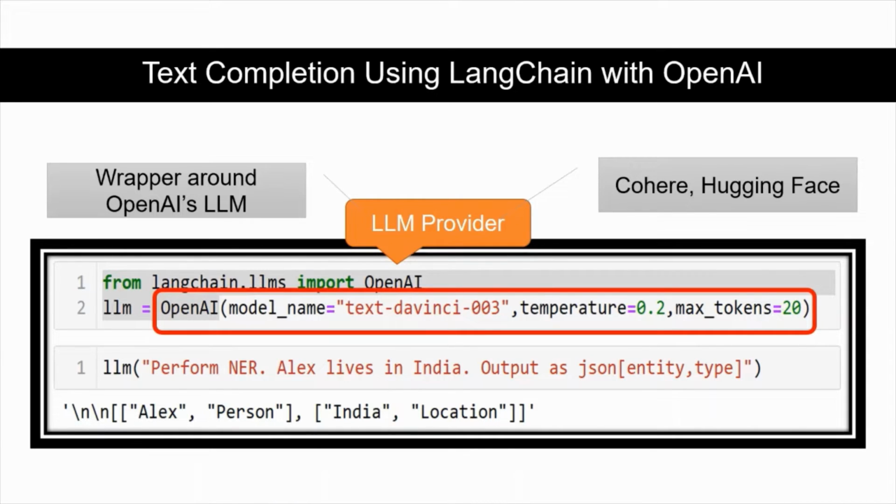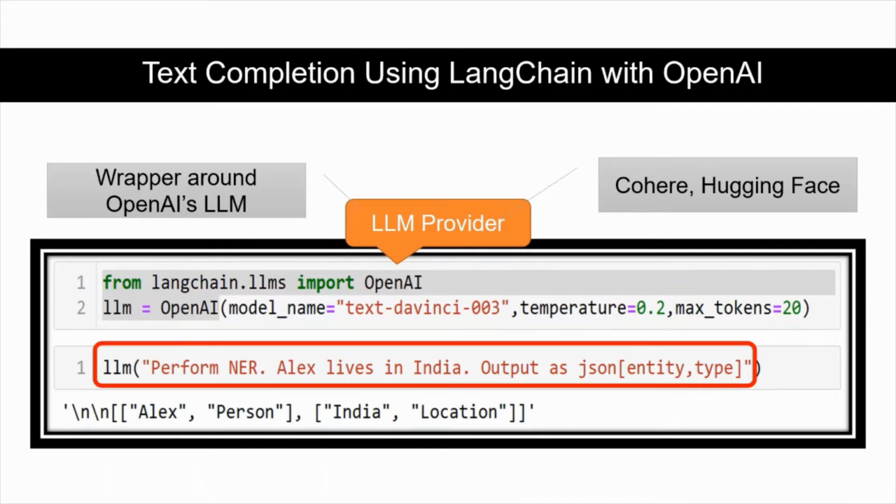This line creates an instance of the OpenAI class and it initializes it with specific parameters. We have seen that for text completion, the best model is Text DaVinci 003. And then we use the temperature as 0.2 because we want to perform NER. And we have specified the maximum tokens to be 20. This line calls the LLM object as a function and passes the prompt as input. This text is useful to generate the response.